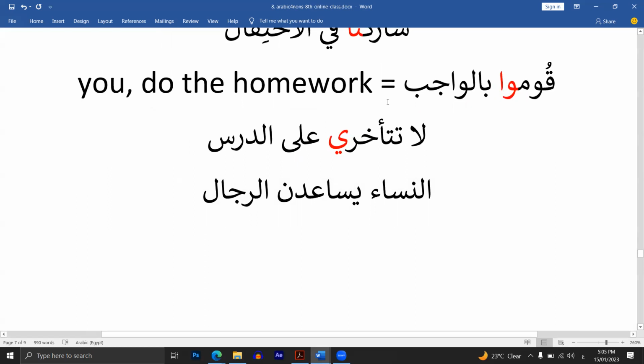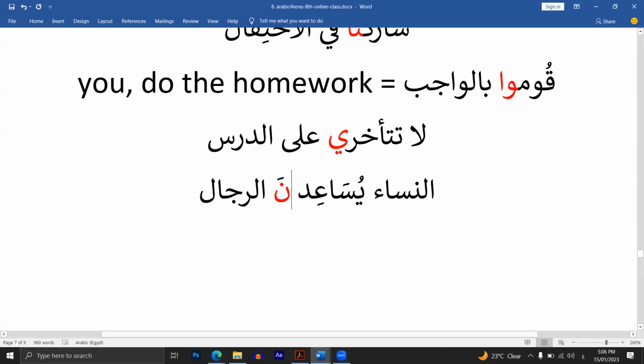النساء يساعدن الرجال. Okay, let me put the labels. The translation: women help men. Okay, where is the pronoun here? I think it's the nun niswa. Yes, you are correct, nun niswa.